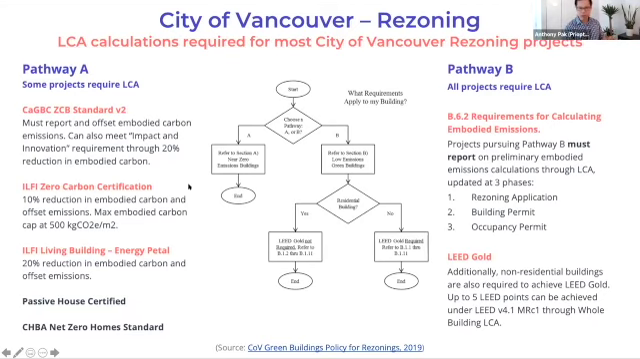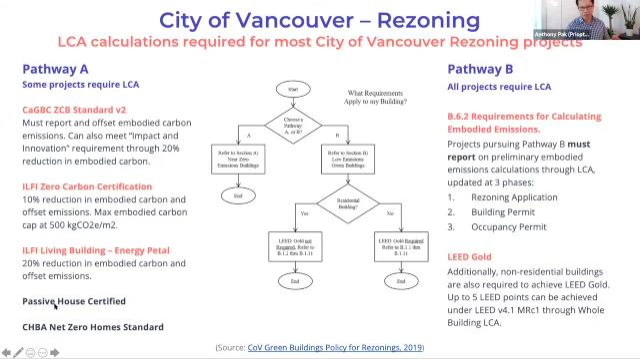And they have various different compliance pathways. And most of the pathways actually require you to quantify and disclose the LCA results for your building at the rezoning stage, and then updating it at building permit, and then finally at occupancy. So at this stage, they weren't requiring any reductions, they just want disclosure.